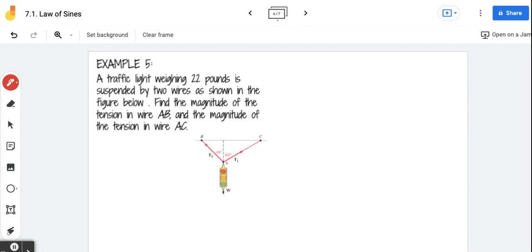So your force, this is going to be your 22 pounds or whatever the force of gravity on the light is. And then the other two sides of your triangle being your tensions. All right, so let me go back and let's draw this one out like that. As we shift this line over, that's going to be our 22 pounds gravity.